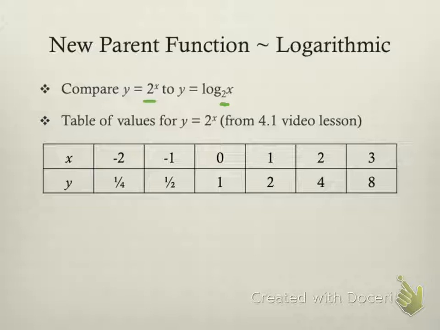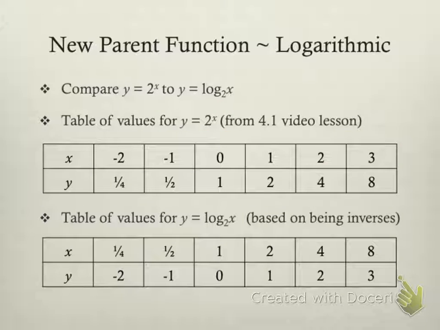Alright, so going back to our exponential function, if we're graphing y equals 2 to the x, we get this table. This is the same table that we used in 4.1. But now, using the fact that these are inverses of each other, the table for y equals log base 2 of x is going to have all of the x and y values here reversed.